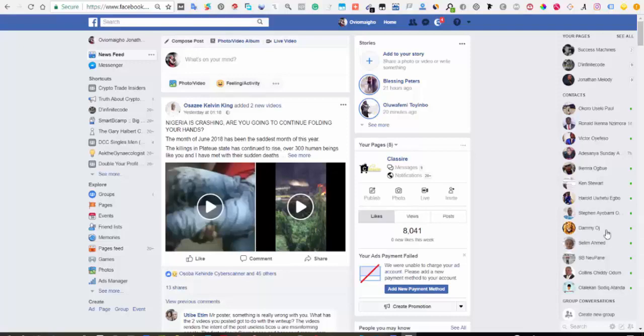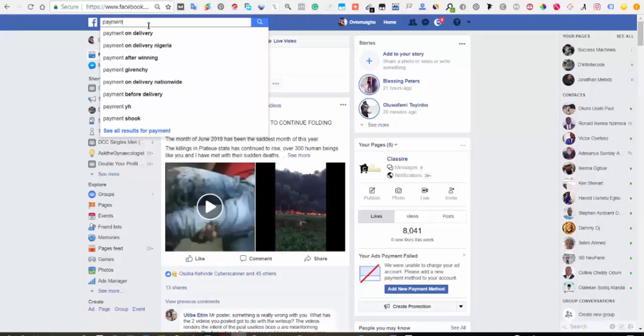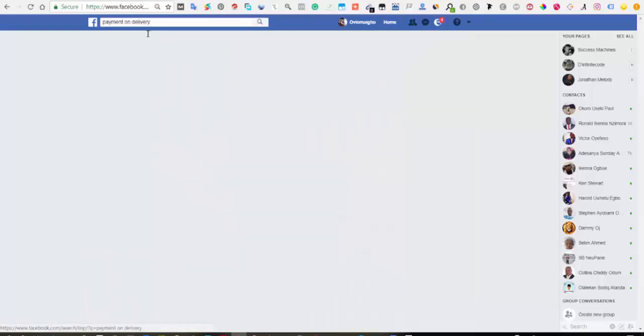Okay, so the first thing you want to do is to use some of the keywords that are applicable to those persons who advertise on Facebook, especially to our local market or audience. So you will see things like payment on delivery. Okay, so let's say payment on delivery.